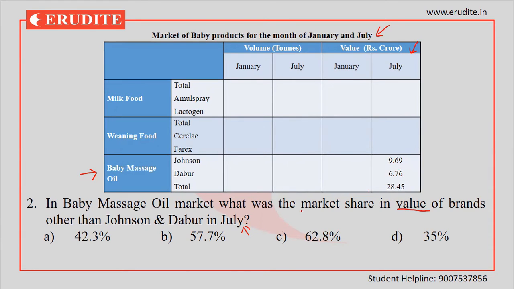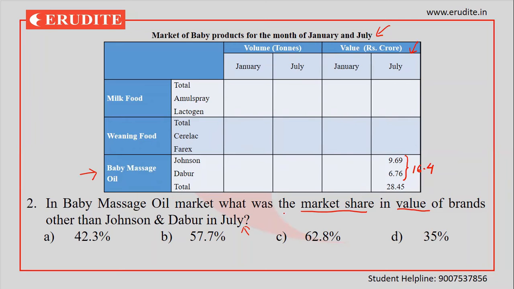What is the market share? We need to find out market share in value of brands other than Johnson and Dabur in July. Johnson and Dabur, these two are actually this much, and other than them means this sum is required, and from this one I need to subtract. So if I add it up, it is 9 and 6, which is 15, and here 7 and 7 means 1.4. So it is coming as 16.4 approximately. Precisely 16.45 also I can say.